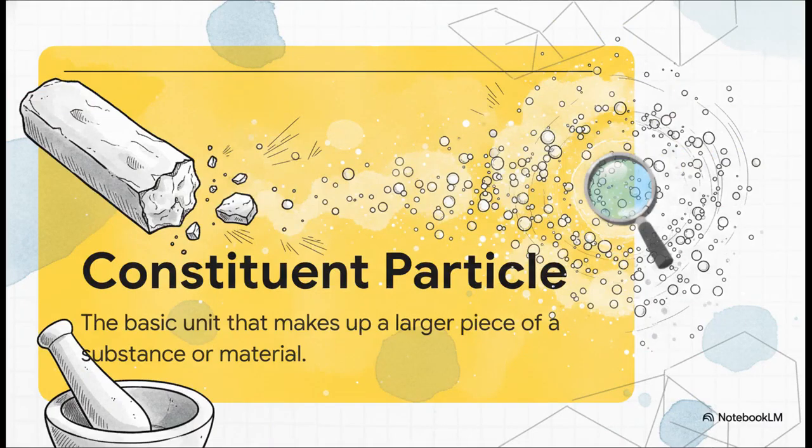Okay, so let's imagine you have a superpower, and you can just keep grinding that chalk down smaller and smaller and smaller. Eventually, you're going to hit a wall. You'll get to a single, tiny piece that you just can't break down anymore without it stopping being chalk. That final fundamental unit is what we call a constituent particle. It's the absolute basic building block.